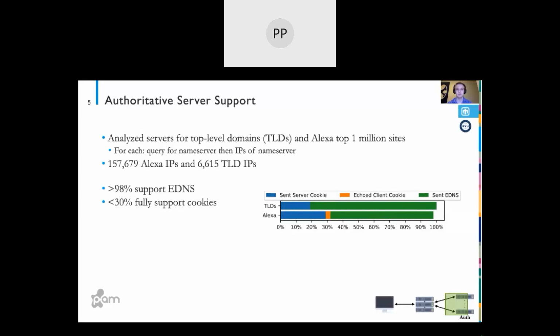And what we found is that nearly every server supports eDNS, which, as I mentioned, is required because cookies are an eDNS option. But then we saw that less than 30% of servers fully supported cookies. And by that, we mean that they responded with our client cookie as well as the server cookie that they had generated.